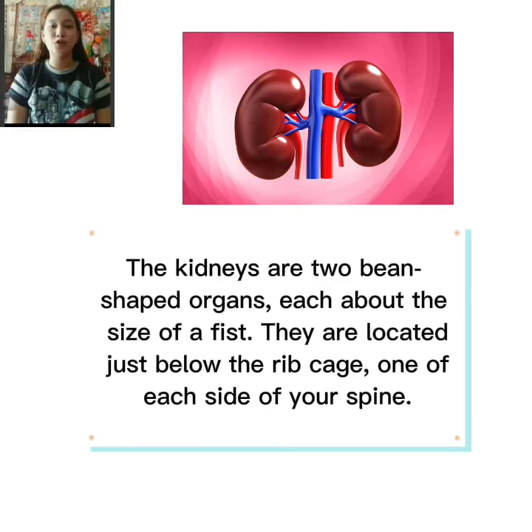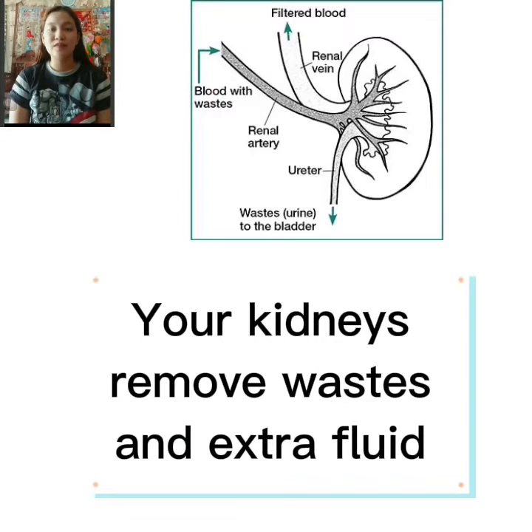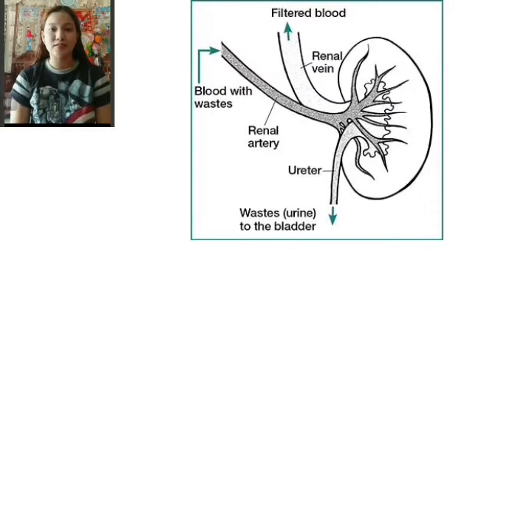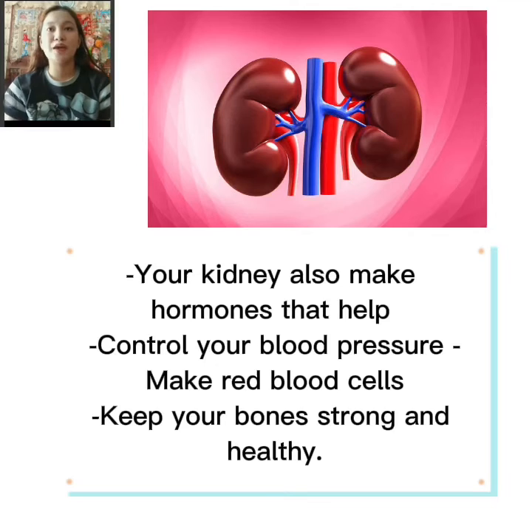Kidney. The kidneys are bean-shaped organs, each about the size of a fist. They are located just below the rib cage, one on each side of your spine. Your kidneys remove waste and extra fluid from your body. Your kidneys also remove acid that is produced by the cells of your body and maintain a healthy balance. Kidneys also make hormones that help control your blood pressure, make red blood cells, and keep your bones strong and healthy.